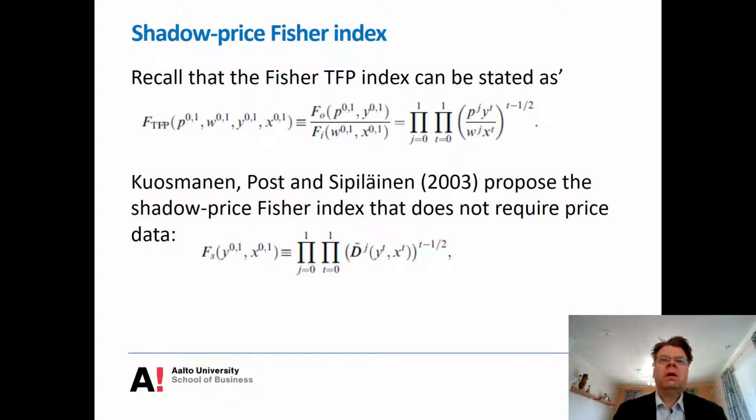And in this paper with Chung, Post and Timo Sipiläinen, we extend this idea of the Fisher index from this price-based geometric mean to the geometric means of the distance functions. Notice that in this second formula we have simply replaced these output-input ratios weighted by the prices P and W with distance functions D. And obviously the distance functions don't depend on the prices.